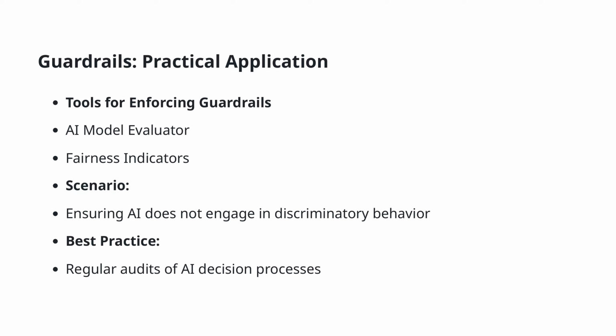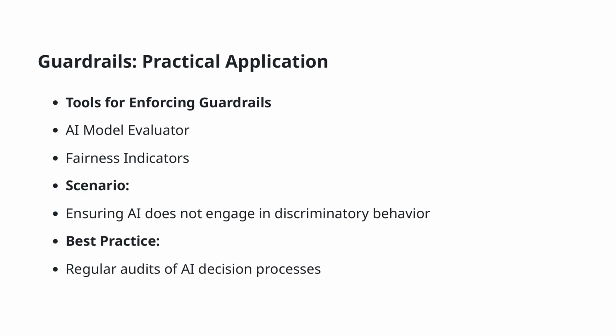This tool helps to ensure that the AI is functioning as intended and not deviating from expected behaviors. Fairness indicators, on the other hand, measure and evaluate your AI systems to ensure they're not engaging in discriminatory behavior. It's essential to incorporate these indicators to maintain fairness and equity in AI decision processes. For instance, an ideal scenario would be using these tools to confirm that your AI does not discriminate based on race, gender, or other protected characteristics.